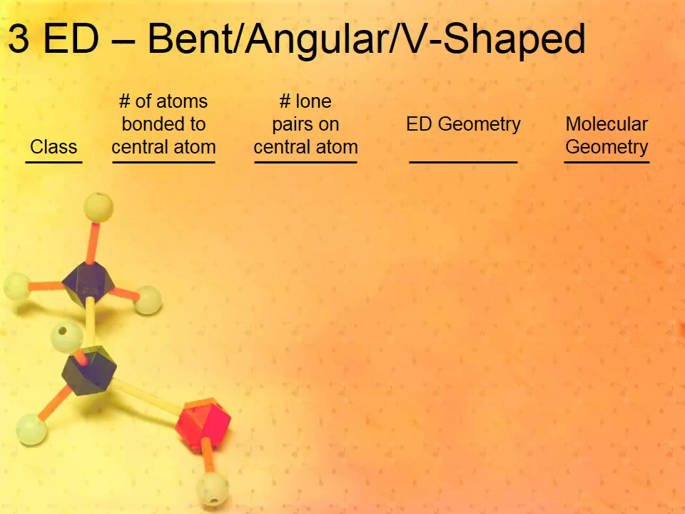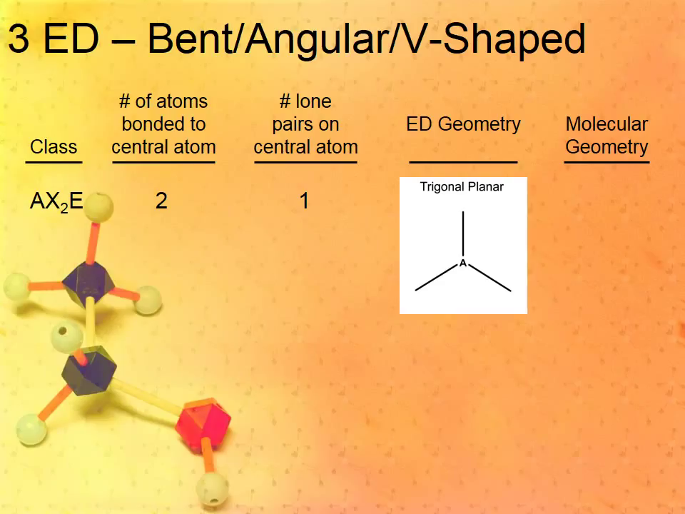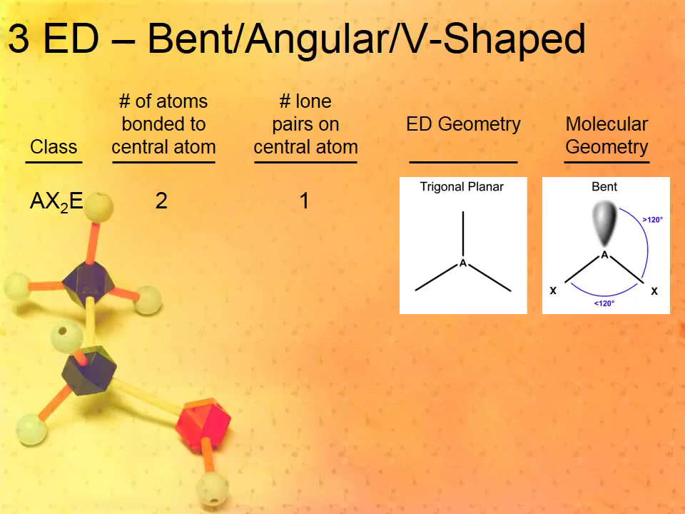The other possibility for a 3 electron domain structure is known as bent, angular, or V-shaped. This is known as the class AX2E, in which I have 2 atoms bonded to the central atom and 1 lone pair attached to that central atom. The electron domain geometry does not change because I still only have 3 electron domains around the central atom, but the molecular geometry does change.